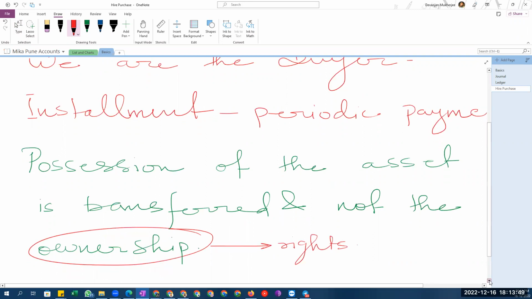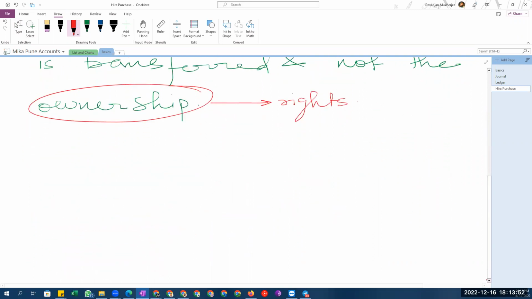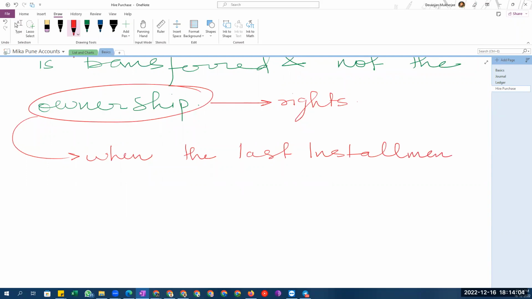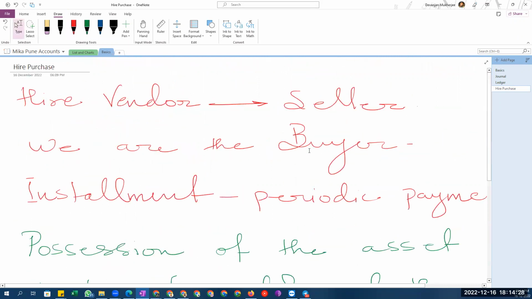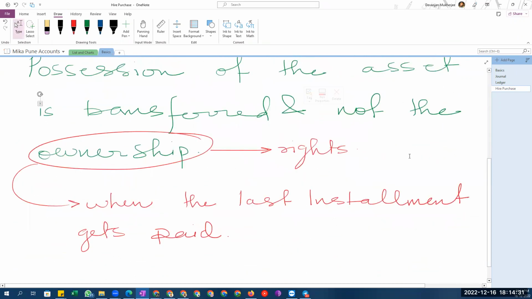Fine. So when do the rights get transferred? The rights only get transferred after the whole last payment is done, when the last installment is paid. So this is the scenario: when the last installment gets paid, that is when the ownership of the asset gets transferred to you. So that's pretty much the idea of this: possession of the asset is transferred, not the ownership.